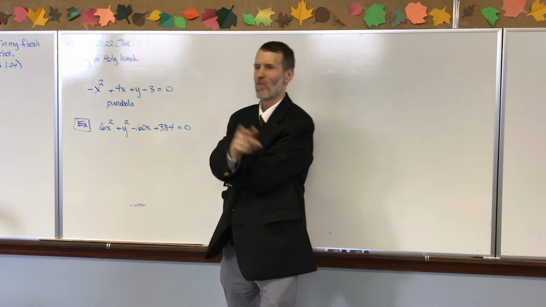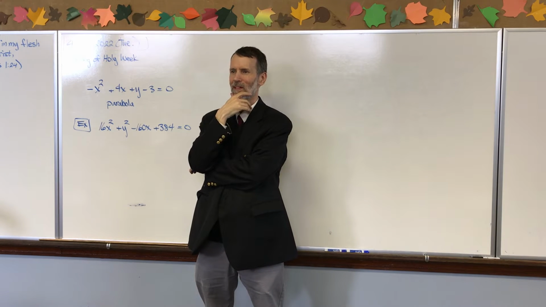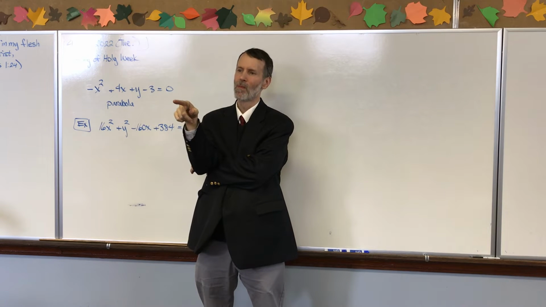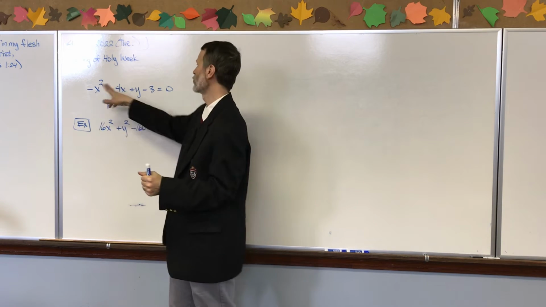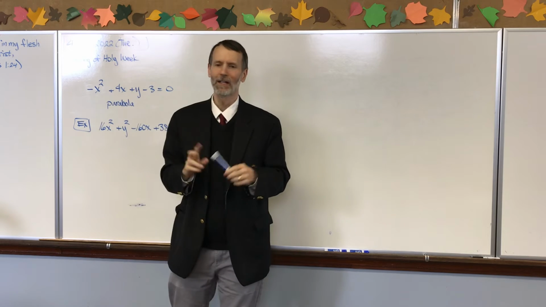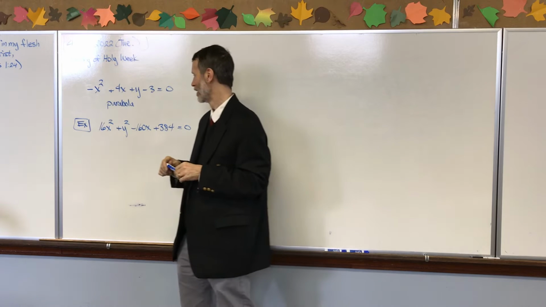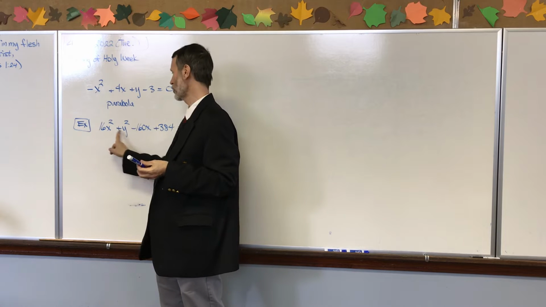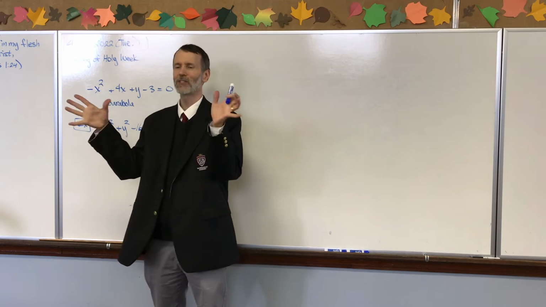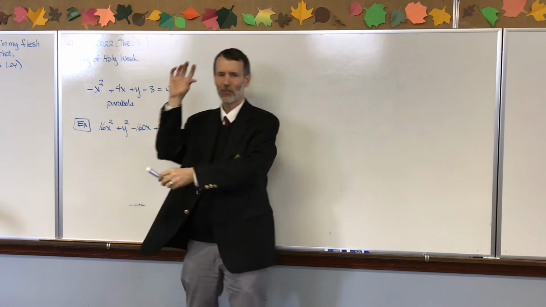Can it be a circle? Can it be a parabola? Why not? Yeah, both variables are squared, so it cannot be a parabola. A parabola is one variable squared and one's not. Can it be a circle? No, why not? Right, the x squared and the y squared have different coefficients. That means they're going to be different radii sizes. So it cannot be a circle.